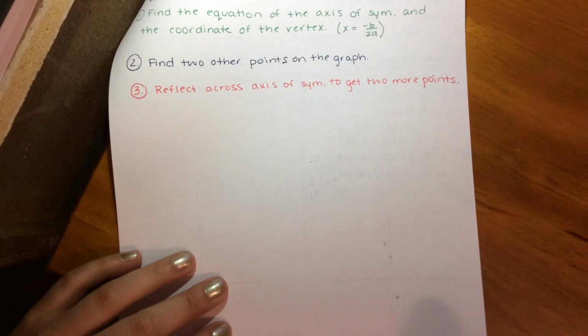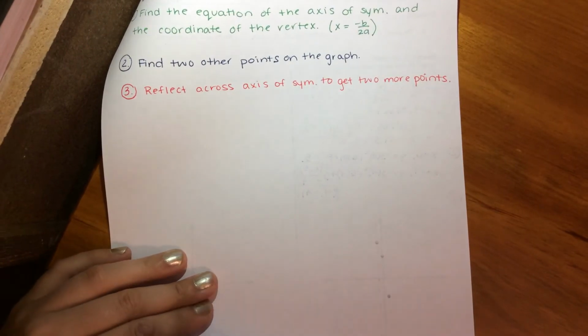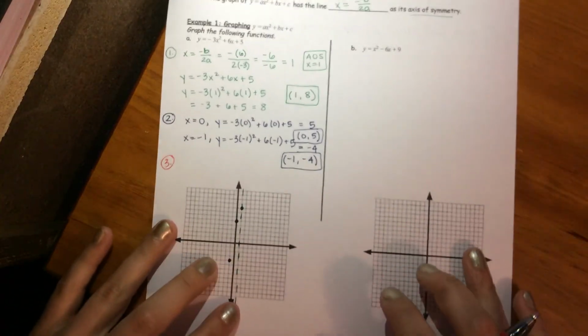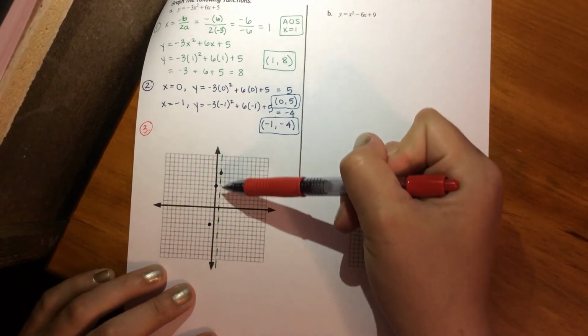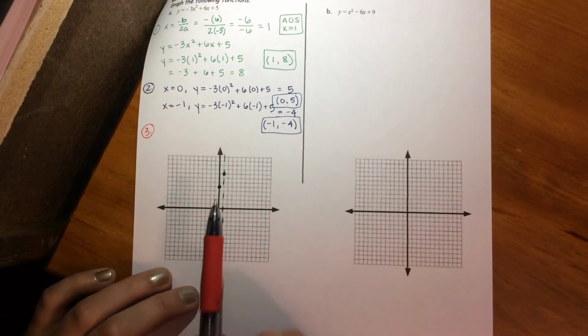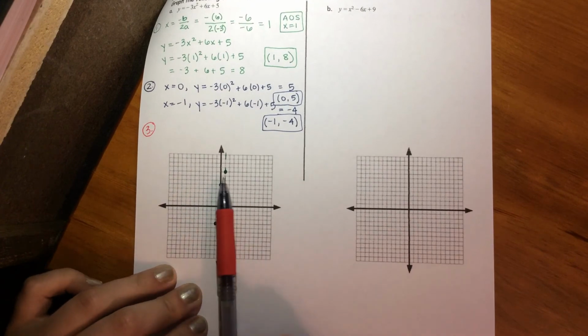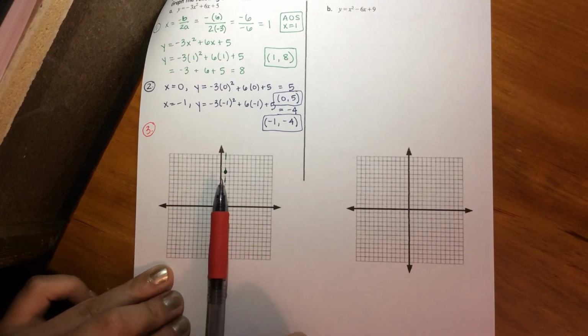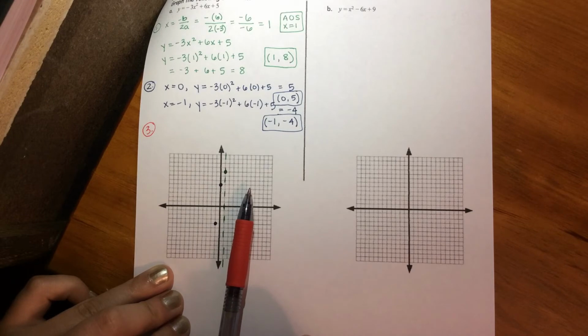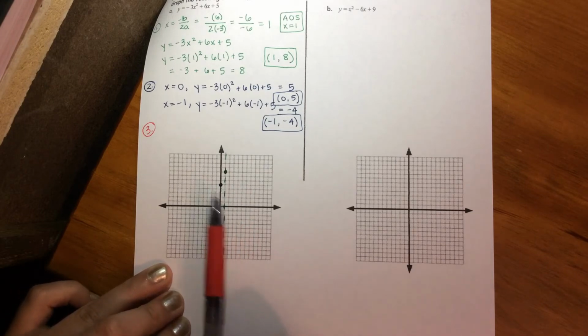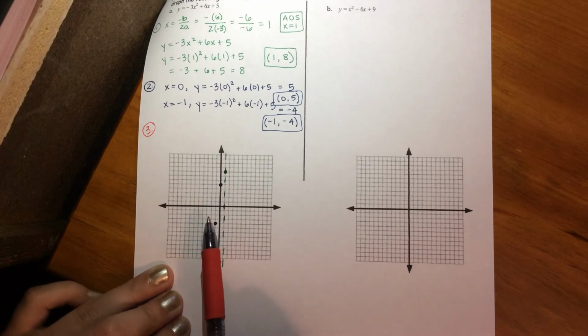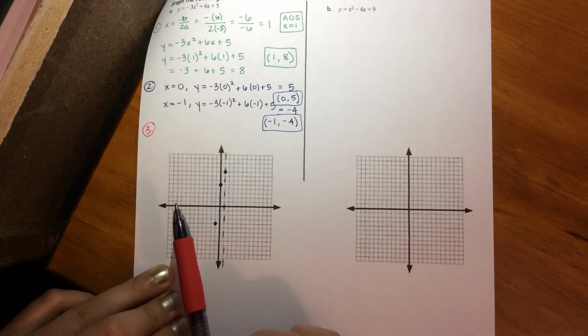Step 3 says reflect across the axis of symmetry to get 2 more points. So let's talk about this for a second. If this is our axis of symmetry, the axis of symmetry means that this side of my parabola needs to be identical to this side of my parabola. So I could take x equals 2 and x equals 3 and plug them in and find what their y values are. But that sounds kind of like a lot of work, and I don't really feel like doing that much work.